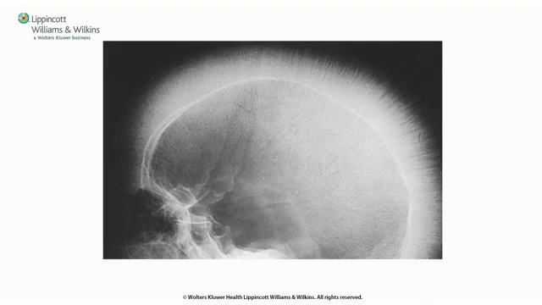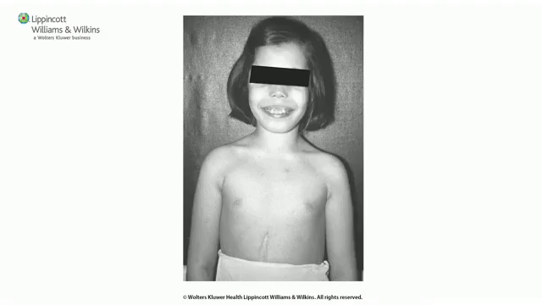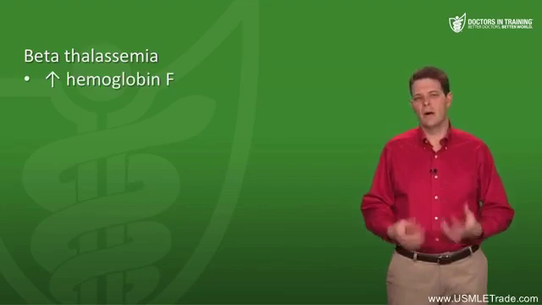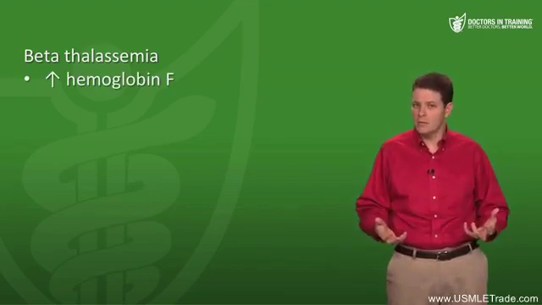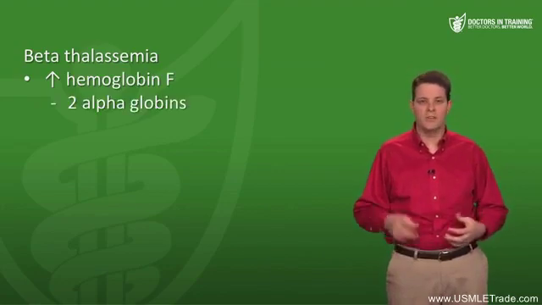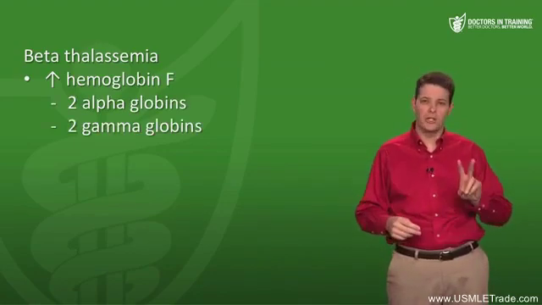So we're going to see this in sickle cell disease as well. Sometimes it's called a crew cut appearance, same thing. The skeletal deformities in beta thal major also result in chipmunk facies. And in both thal major and thal minor, you have increased hemoglobin F, which just makes sense. If you have no beta chains, how else are you going to make hemoglobin? Well, you're going to use hemoglobin F, which is 2 alpha globins, which you have plenty of, and 2 gamma globins.